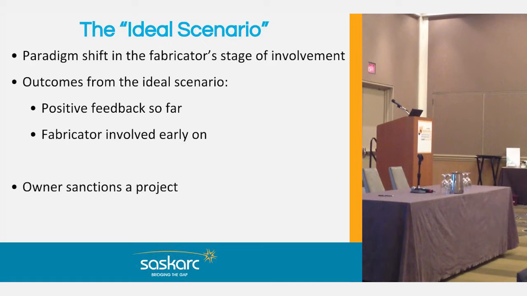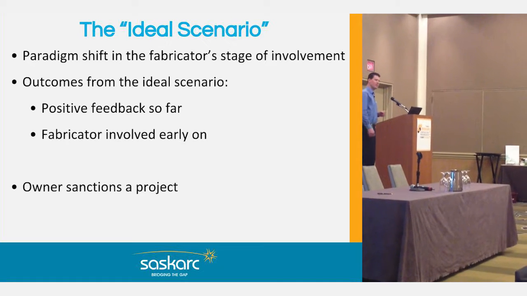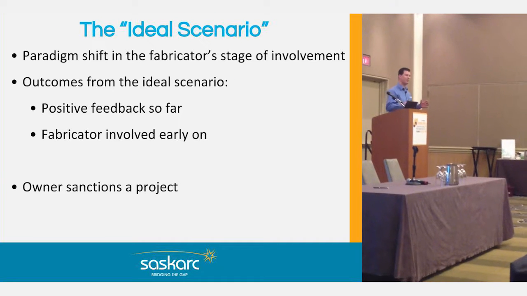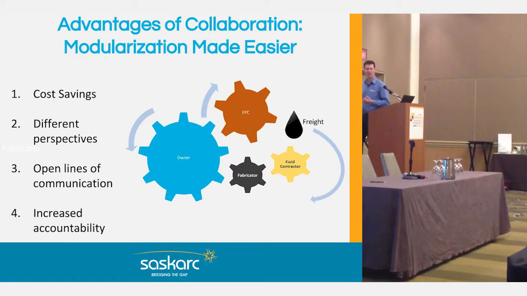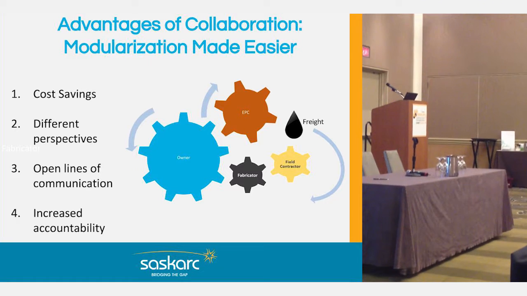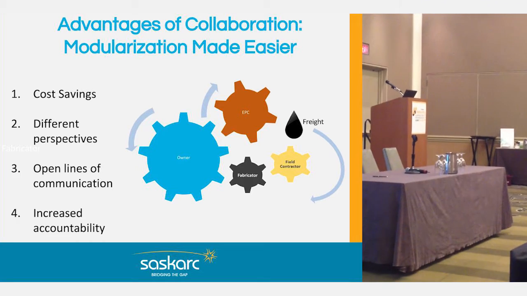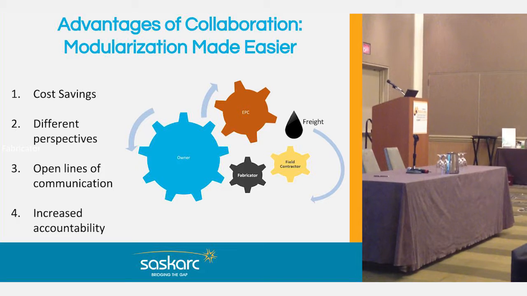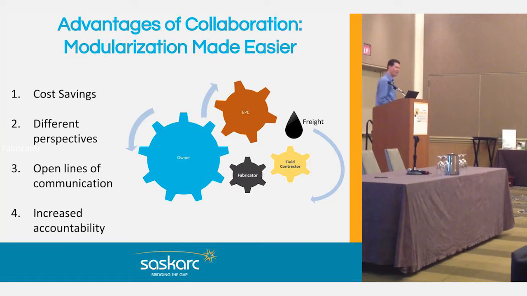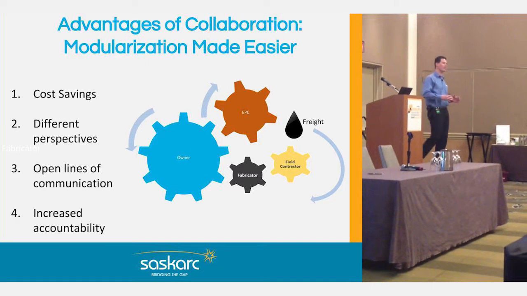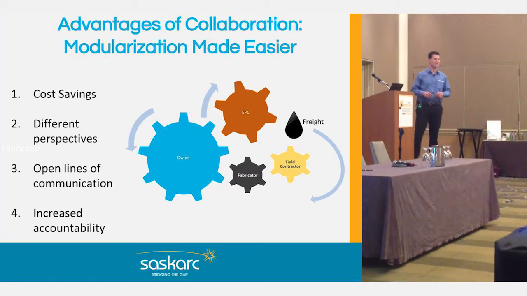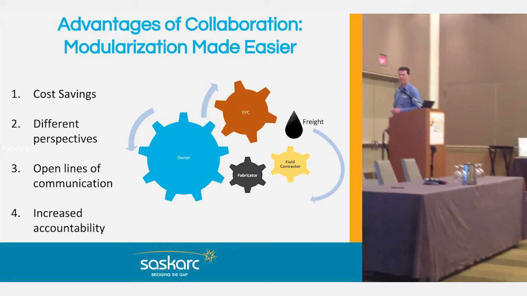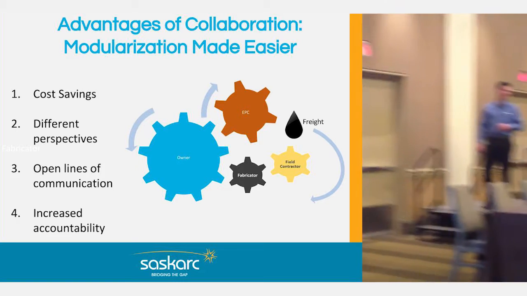So here we have the key stakeholders. We have the owner, the EPC, then the fabricator, the field contractor, as well as the freight, who we show here is really the oil that is required as well. They're all very important, they're all required. They all need to work closely together to ensure the project is successful, and it takes all of them to pull a project off successfully.